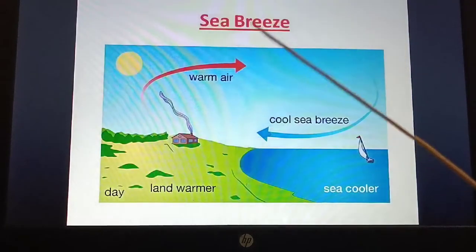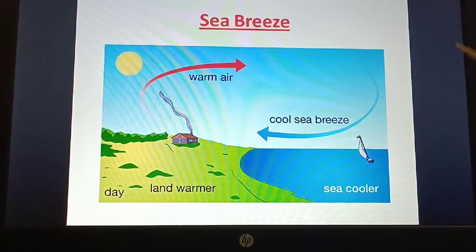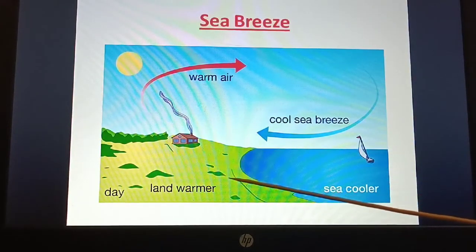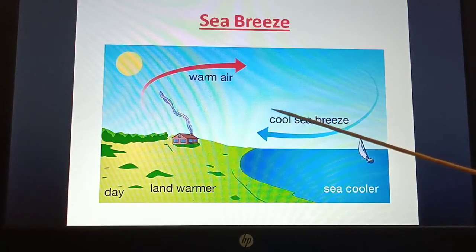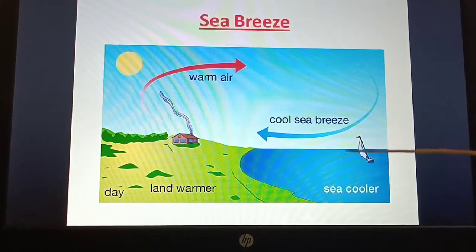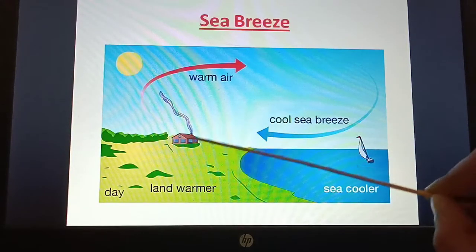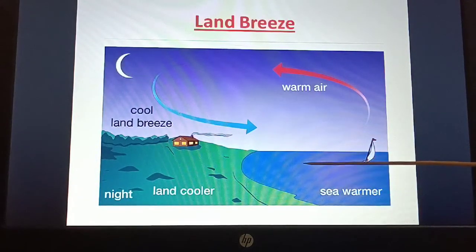So now let's see what is sea breeze and land breeze. Now breeze is nothing but the cool air. Sea breeze, what happens? It flows from the sea to the land. The cool sea breeze will flow from the sea to land. Whereas in land breeze, the cool land breeze will flow from land to sea. In the sea breeze, the cool sea breeze will move from sea to the land, and in the land breeze, the cool land breeze will move from land to the sea.